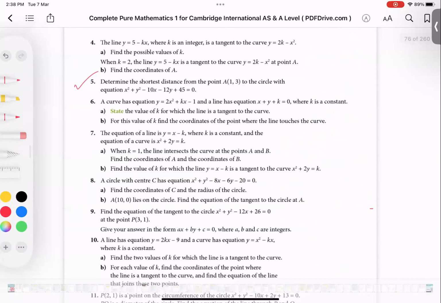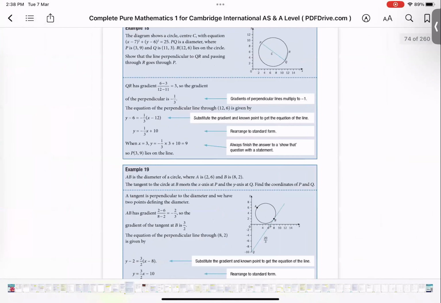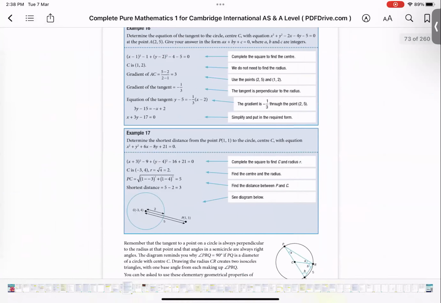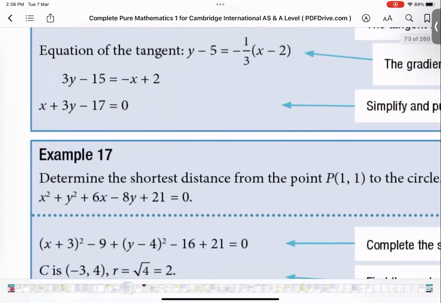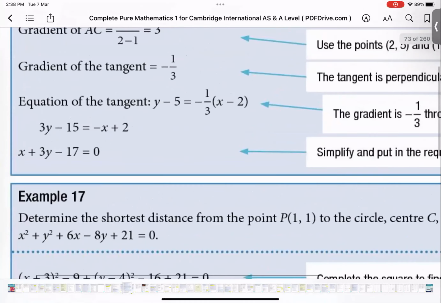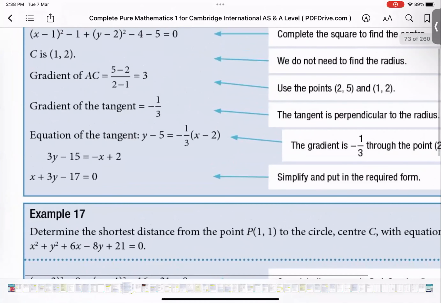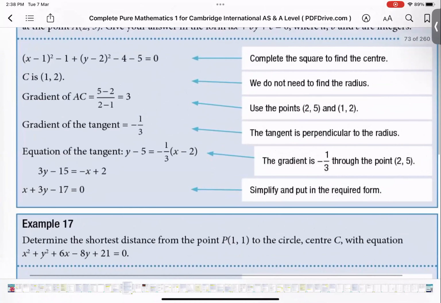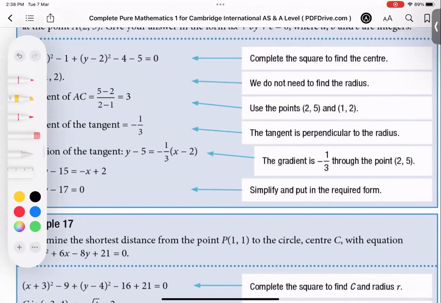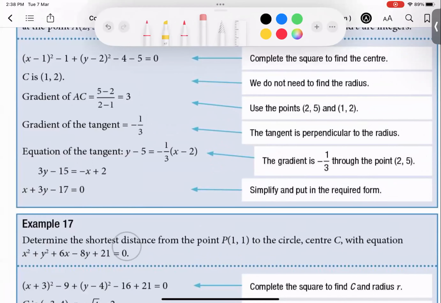The next concept is very easy as well, and very important. This is a question you can see here, example number 17. He's saying determine the shortest distance from a point to the circle. For example, this is a circle and this is a point and this is the center of the circle.